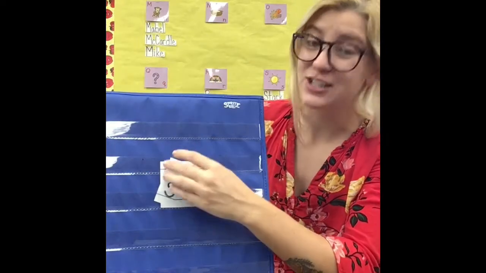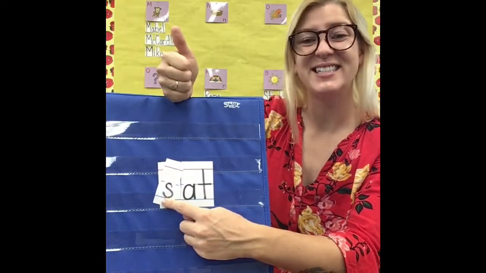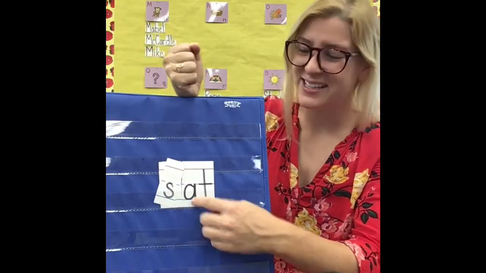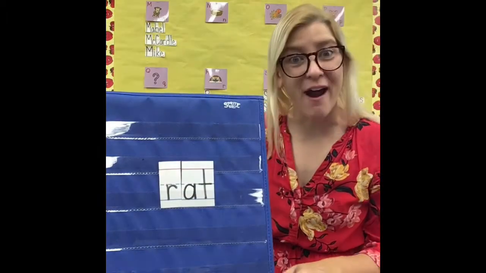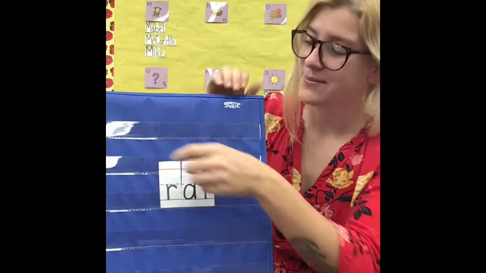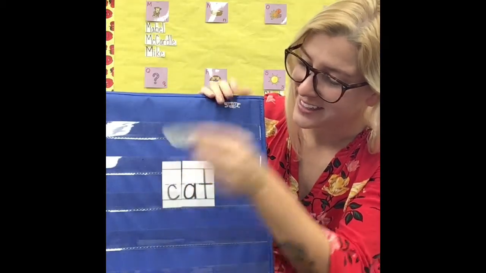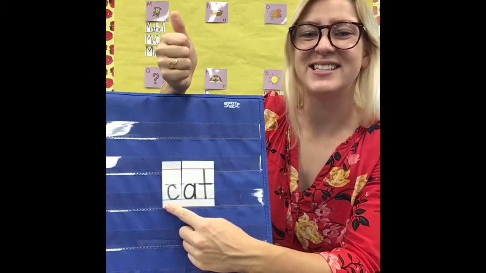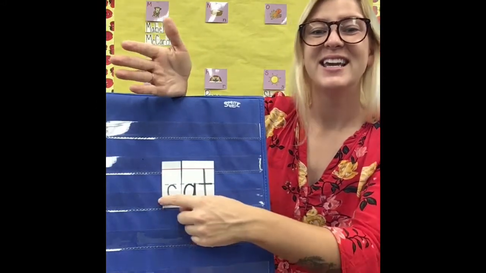If we change the B to an S, this says s, at, sat. If we change the S to an R, this word says r, at, rat. If we change the R to a C, this word says k, at, cat.